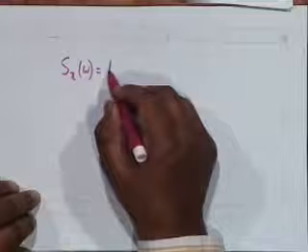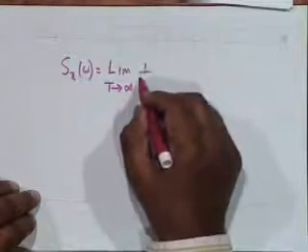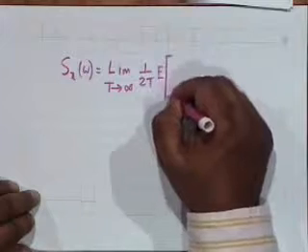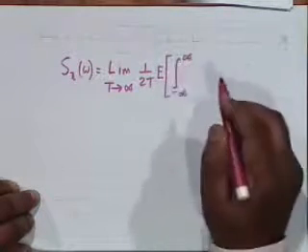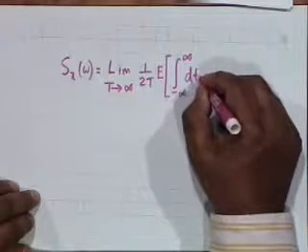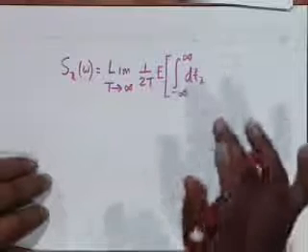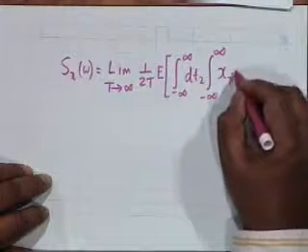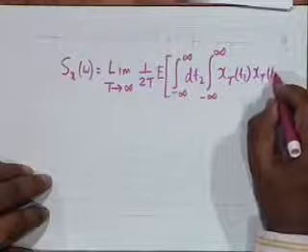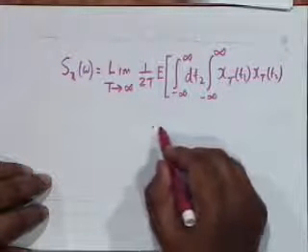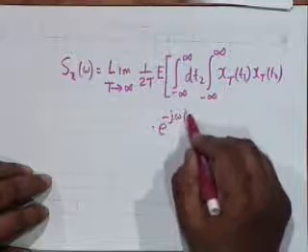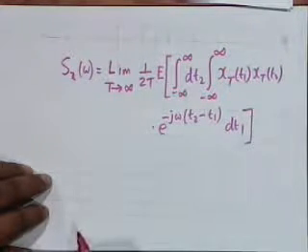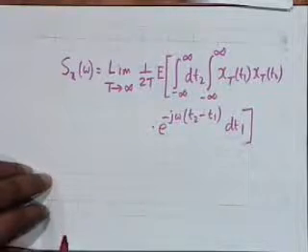I write this as limit t tends to infinity 1 by 2t, then what I do is, alright, let me keep the expectation sign still, integral minus infinity to infinity, let us first write t2 dt2, alright, the order of integration can be interchanged whatever way you like, then integral minus infinity to infinity, what we get is xt t1 multiplied by xt t2, alright, then e to the power minus j omega t2 minus t1, then dt1. Alright, have I missed something? No, I have kept everything.